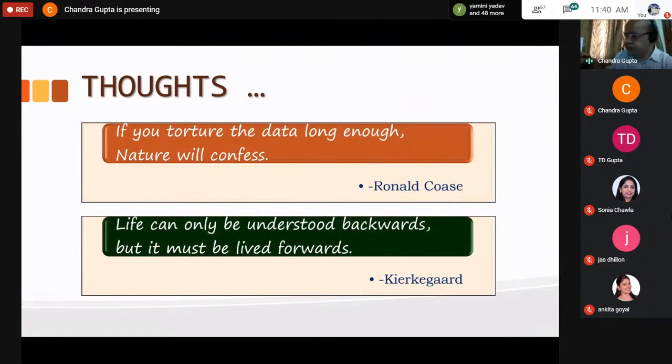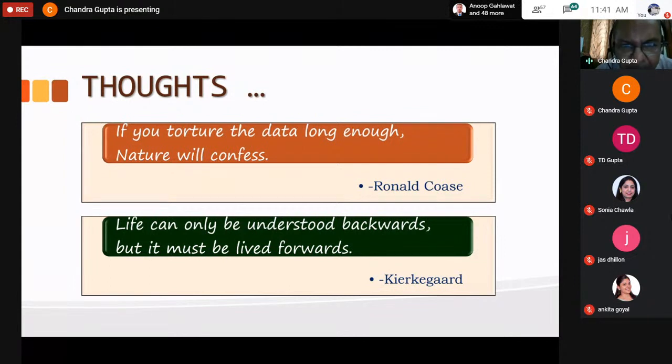It says if you torture the data long enough, nature will confess. It's a very important message for all the researchers. If you go on torturing your data, something or the other will definitely come out. But will that make sense? Is that according to the theory? As a researcher, please take a call on it. Please don't torture your data to get something or the other.